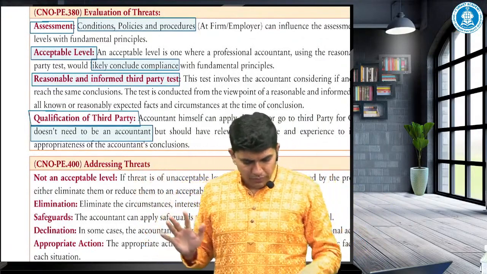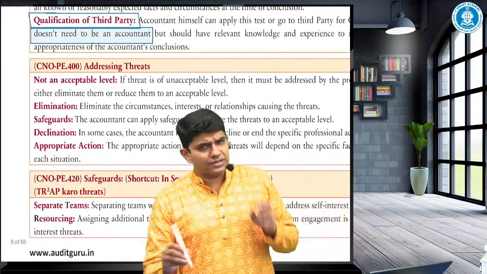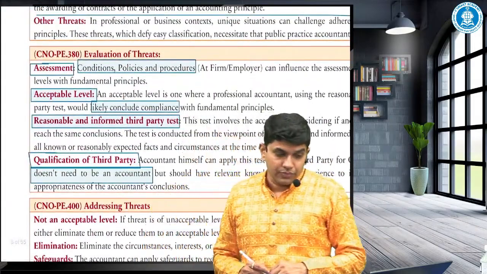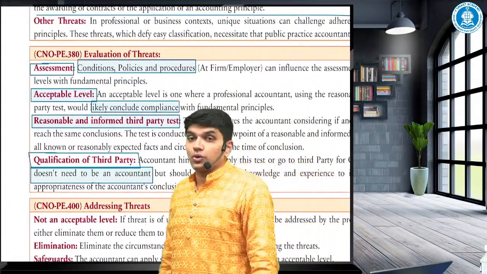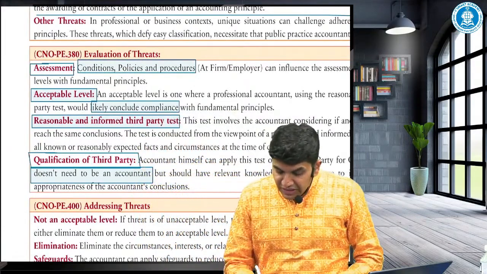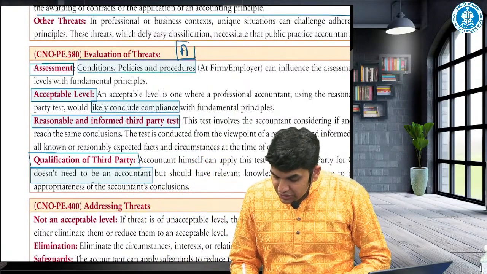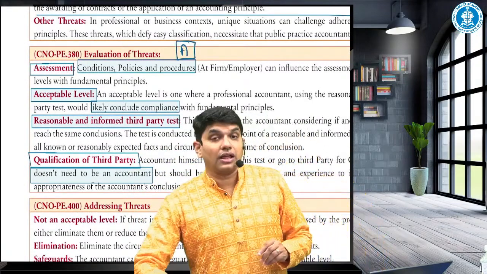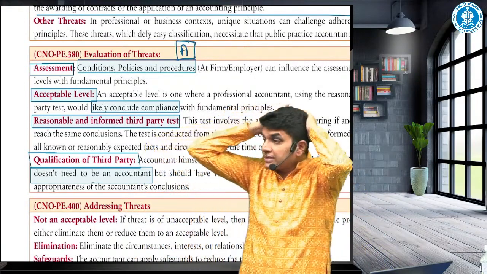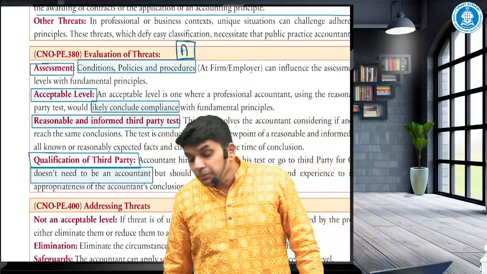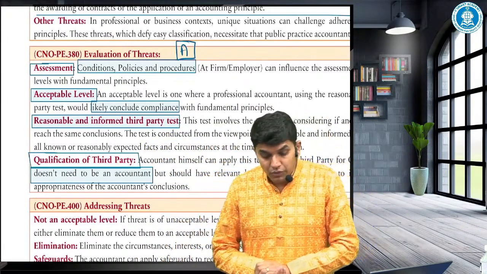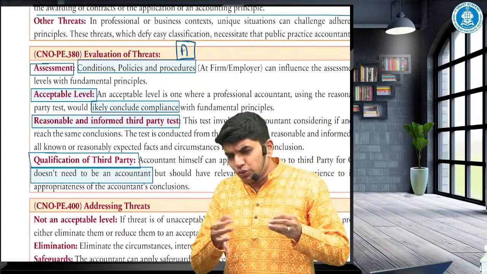Is this point clear, guys? Very simple, but very important from the exam point of view. Take my words, they will ask a question from you: how will you evaluate the threat? And I will tell you, this is a category. This terminology, the reasonable and informed third party test, is going to be extremely important from the exam point of view. So you should be very careful about it. And very simple four steps are given.